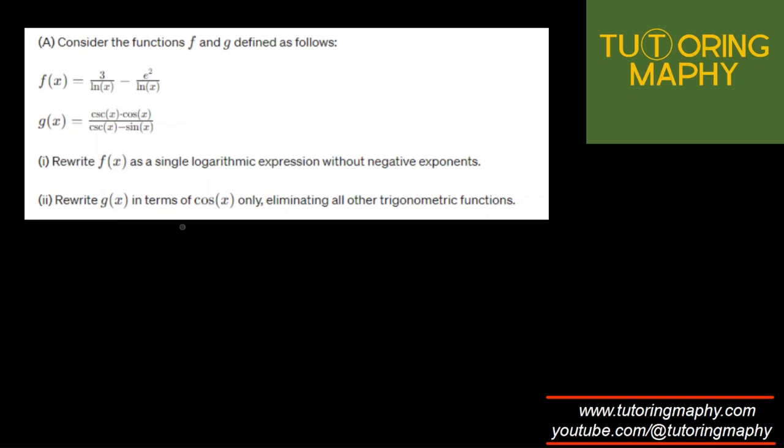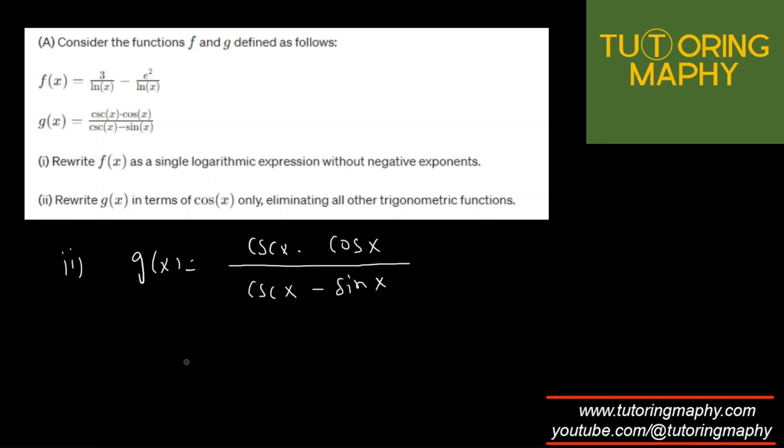All right, let's try to do part 2. Here we are asked to write g(x) in terms of cos only. g(x) is given as cosec x multiplied with cos x over cosec x minus sin x. Let's try to convert everything in terms of sine and cos, because as of now I do not really know where and how to proceed. It's always easier to think like that. So I'm going to write cosec as 1 over sine.